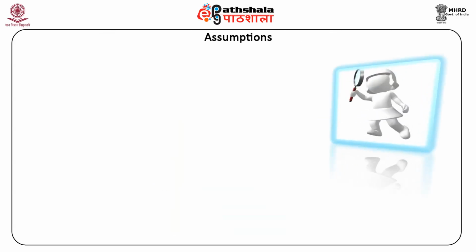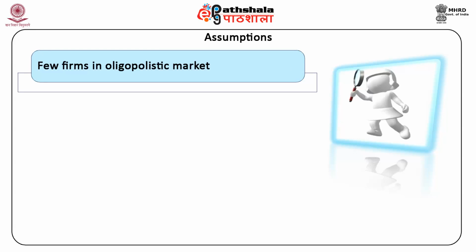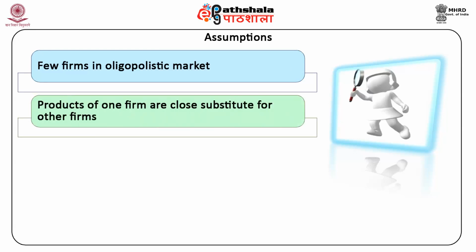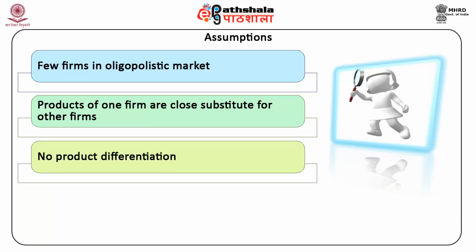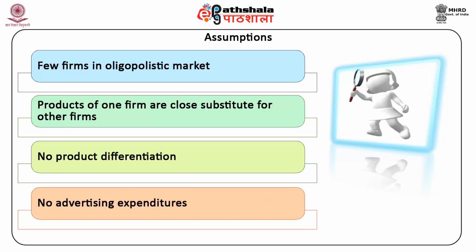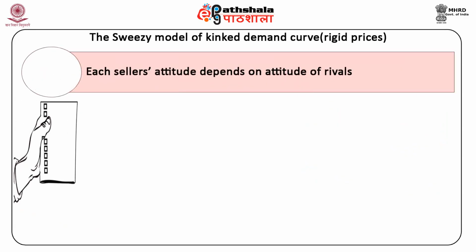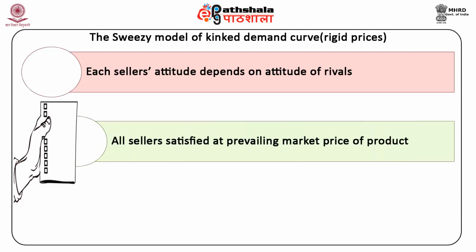Let us take a look at the assumptions in an oligopolistic market. First, there are few firms in an oligopolistic market. Second, products of one firm are close substitutes for other firms. Third, no product differentiation. Fourth, no advertising expenditures. Each seller's attitude depends on the attitude of his rivals. All the sellers are satisfied at the prevailing market price of the product.